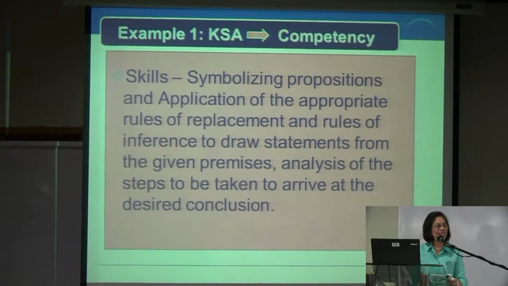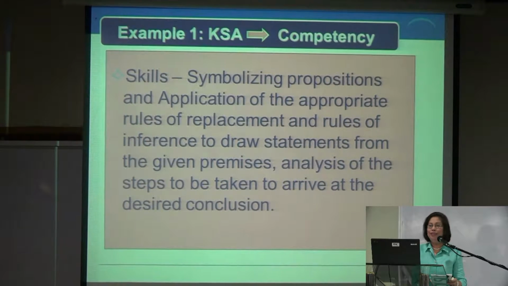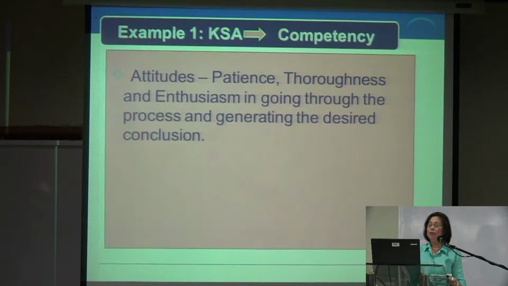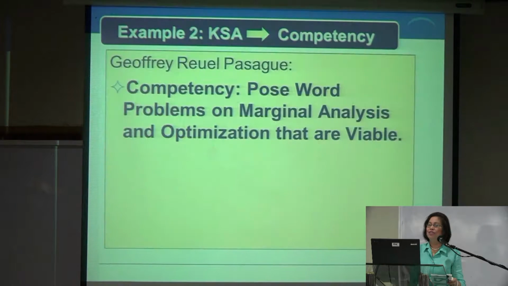But we don't stop there. We want to articulate also the attitudes. Patience, thoroughness, and enthusiasm in going through the process, the deductive process, and in generating the desired conclusion. So that is an example of a competency made up of knowledge, skills, and attitude.